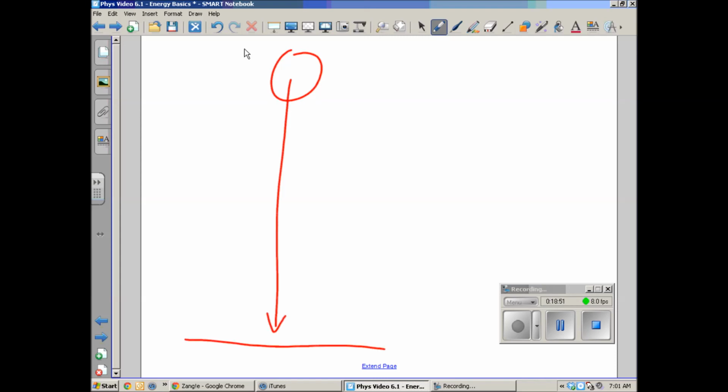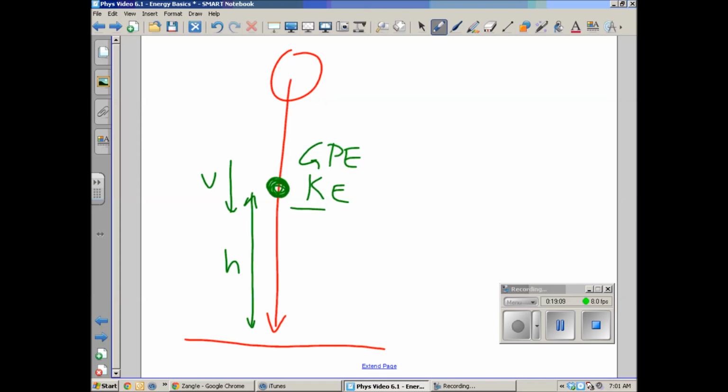When the ball gets to, for example, right here, at that moment, it's going to have gravitational potential energy because it's still up some height, and it's going to have kinetic energy because it's moving with some velocity. Okay? So it is possible for an object to have more than one type of energy. If you add those up, it gives you what's called total energy. All right? And that's going to be what we're going to start the next video with, is the idea of total energy.